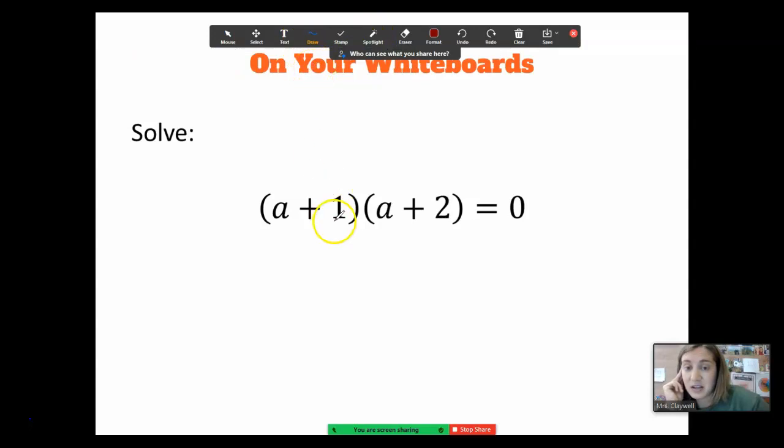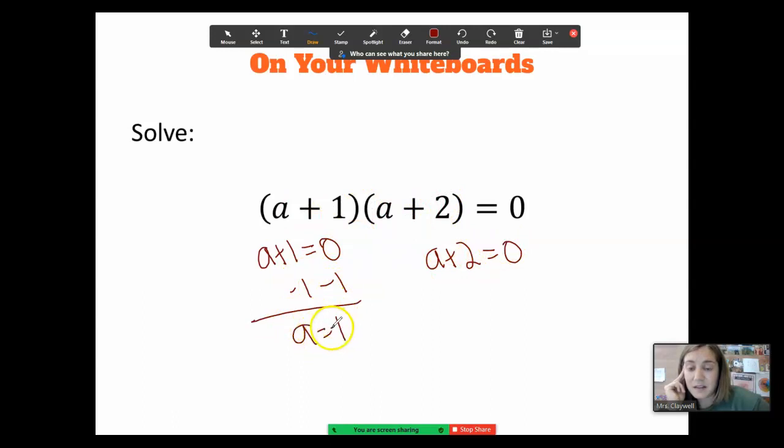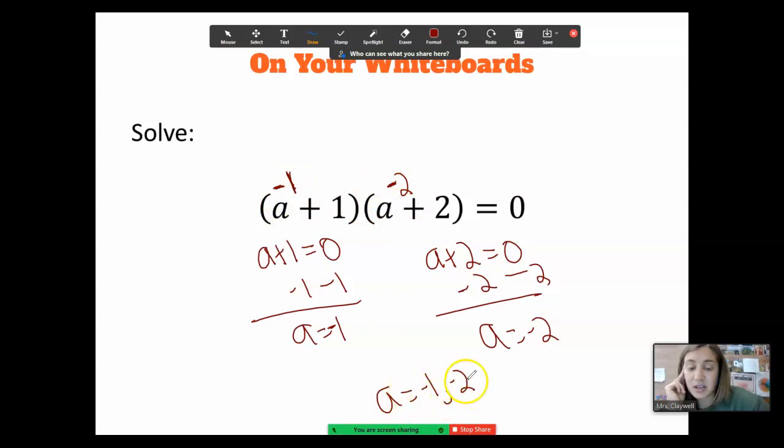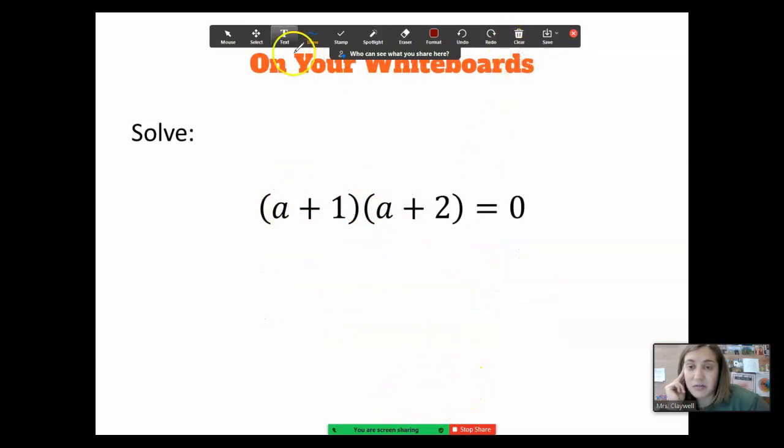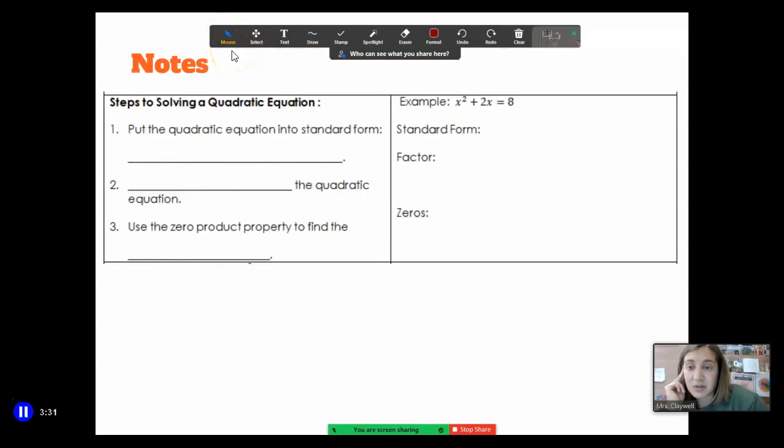This is not in your notes, but if we take a second to look at this, either one of these factors can equal 0. So the two x values that would make this equation equal 0 are -2 and -1. Now back to our notes.